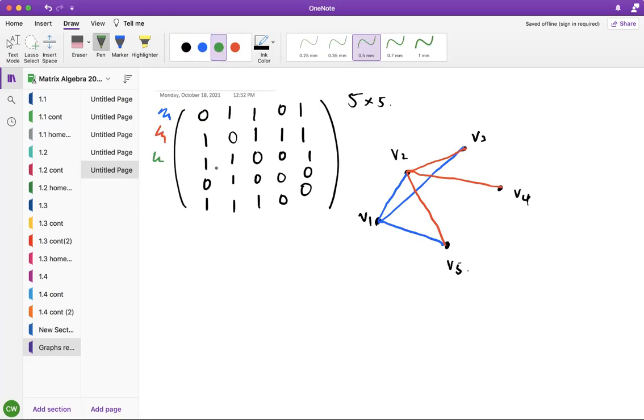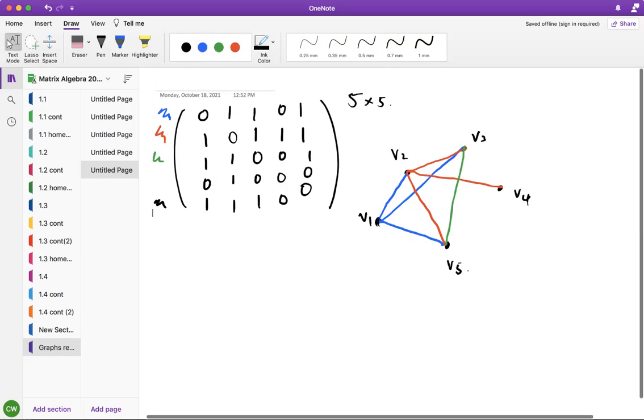So now V3, we already took care of V1 and V2, and we also have it connected to V5. And now V4, we had it connected to V2, but that's the only thing it's connected to because everything else is 0. So now V5, same thing. It's connected to V1, V2, and V3, but it's not connected to V4. So this is the graph. So you can construct a graph from the adjacency matrix.